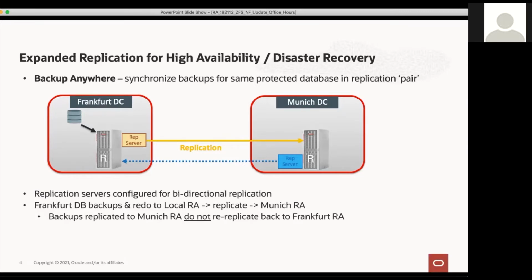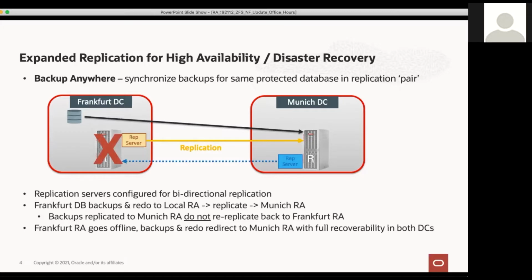What is new in 19.2.112 is that the database, say your Frankfurt database in this case, is enrolled in both the local RA and in Munich's RA. Those backups are replicated to Munich. However, those backups on Munich are not then re-replicated back to Frankfurt, and that's a big difference, obviously. We've seen a circular replication issue with some customers, where you have the same database and a policy added to a rep server going back to the same upstream RA, and that can obviously create issues. That does not happen anymore with backup anywhere in 19.2.112.